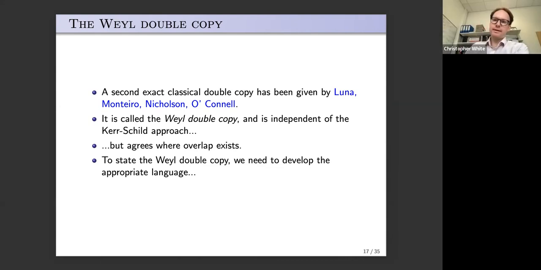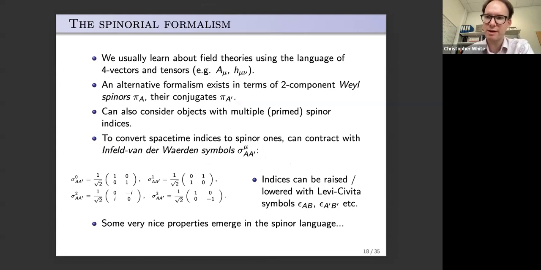Okay, so that's one exact classical double copy. A second exact classical double copy has been given by these people here. It's called the Weyl double copy, and it's formally independent of the Kerr-Schild approach, but they do overlap quite considerably. Now, to state the Weyl double copy, I'm going to need to develop the appropriate language, and apologies for this being a bit of a crash course. But it uses the spinorial formalism for field theory, which I'm assuming not everybody will have seen. So I'll just say a few words about it.